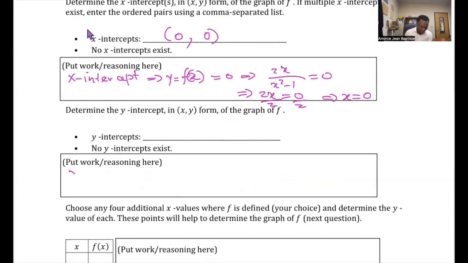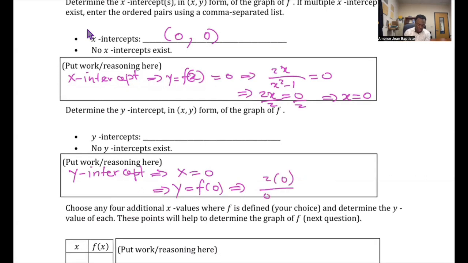Y-intercept is when x is 0. So in this case, y will be f of 0, right? So you plug in 0 for x in f of x. 2 times 0 over 0 squared minus 1. So that is y equals 0. So also the y-intercept will be x equals 0, y equals 0.